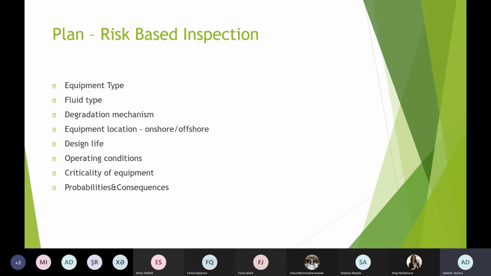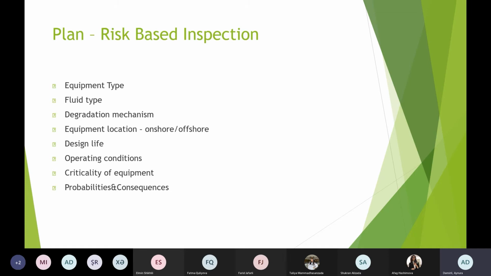Equipment location, if it's onshore or offshore, above ground, underground. Design life is 25 years normally, but we need to know exactly from the manufacturer what the design life is. Operating conditions, like what's the operating pressure, what's the operating temperature, and how it affects our inspection techniques.